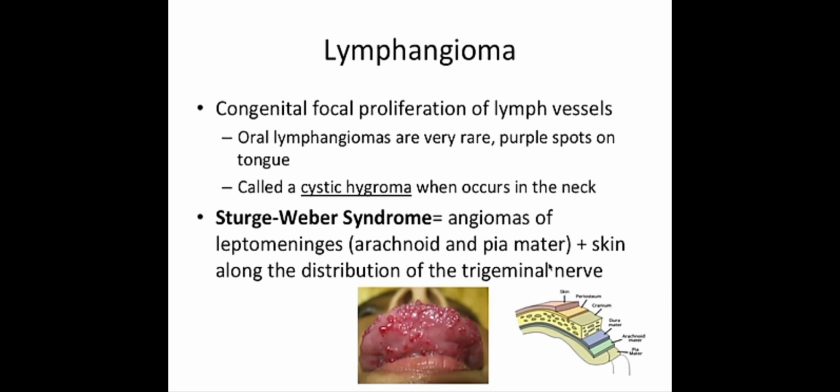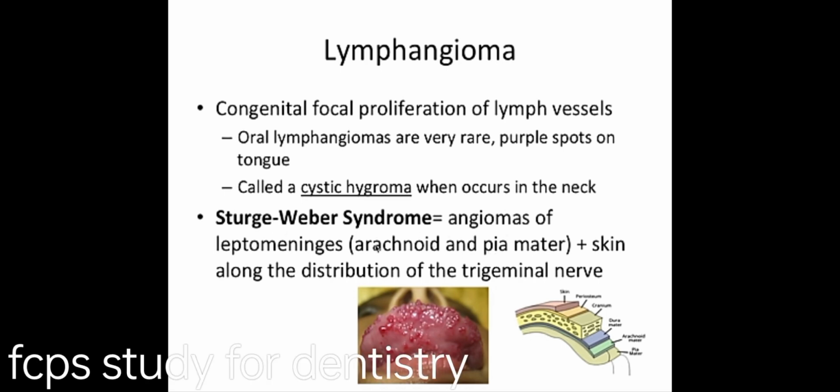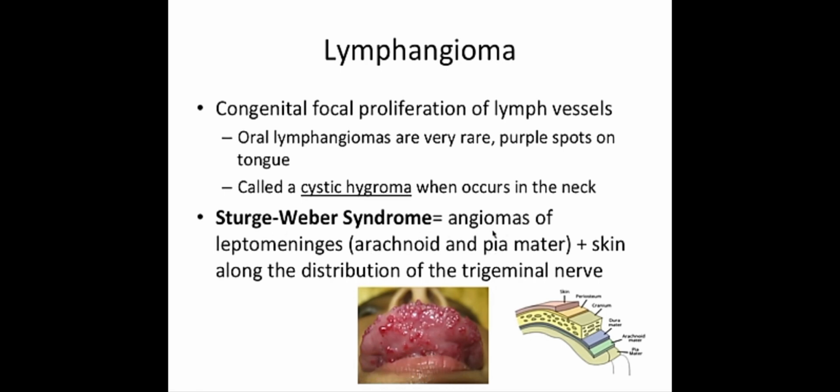It sounds really complicated, but encephalo refers to brain, trigeminal refers to this nerve, and angiomatosis just refers to the presence of angiomas in relation to those structures. So Sturge-Weber syndrome, all about angiomas.